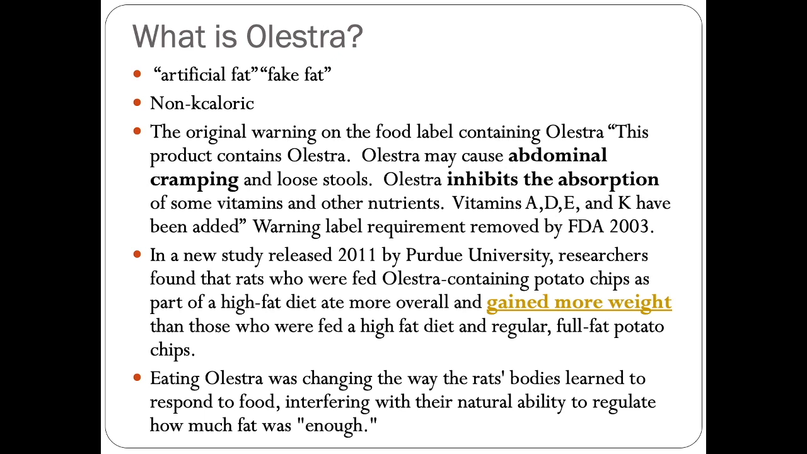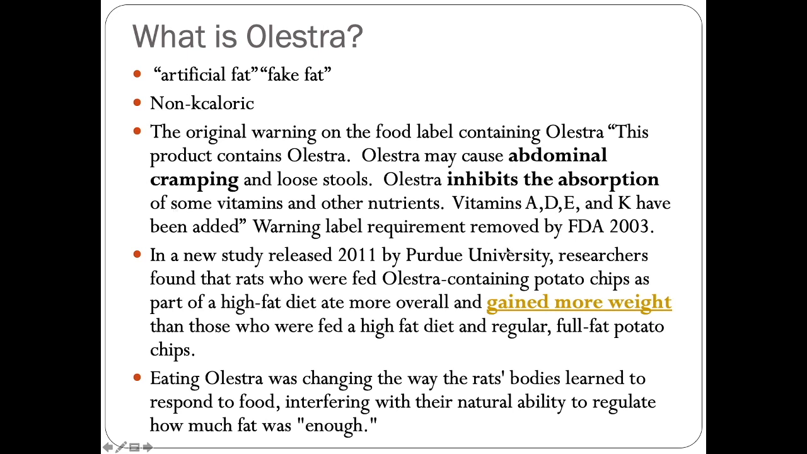Another artificial fat is olestra. It also doesn't have any calories, but it causes abdominal cramping and loose stools. It inhibits the absorption of vitamins and other nutrients like vitamins A, D, E, and K, which are fat soluble. In general, these are added to olestra to compensate for this. However, they removed the warning label requirement in 2003, so you may not know.